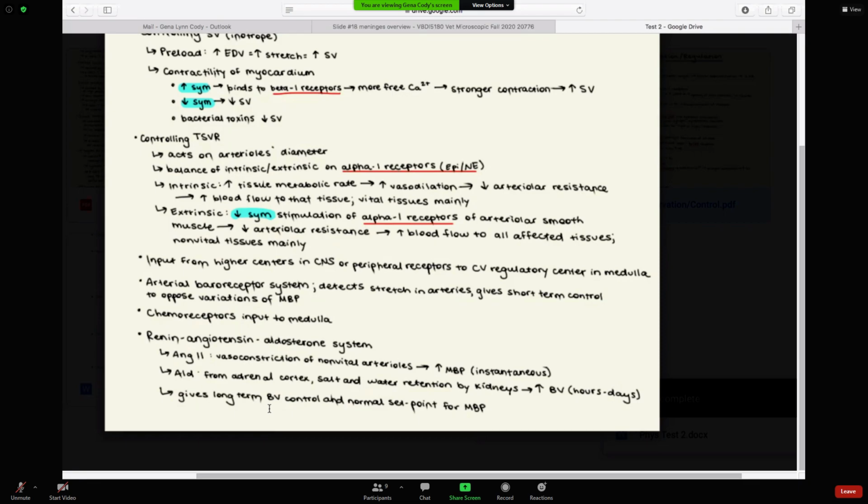So renin is released by the kidneys. That's going to cause angiotensinogen to convert to angiotensin 2. That gives me vasoconstriction of non-vital arterioles, right? If I am constricting, I am increasing my TSVR, my resistance. If I increase resistance, I'm increasing blood pressure. And this happens instantaneously, right? So this is in the case of like stress.